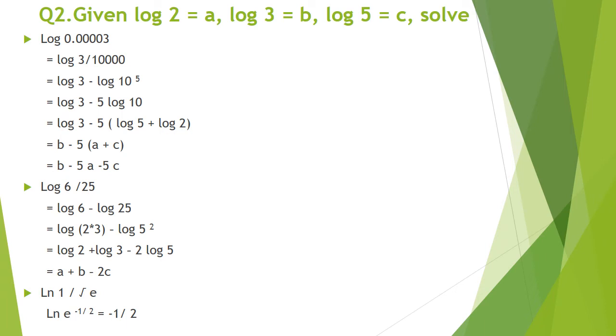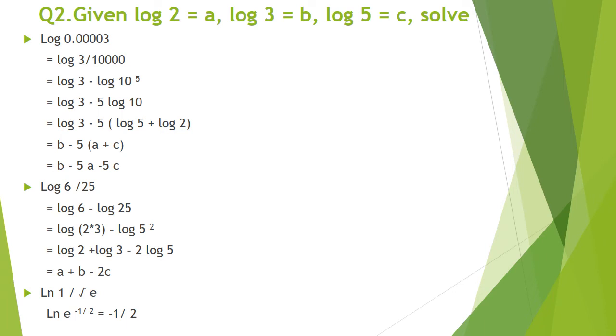Next, log 6 over 25, and we are going to write it as log 6 minus log 25. 6 is basically 2 multiplied by 3. So we write it as log 2 multiplied by 3 minus log 5 square. 5 square gives 25, so that is why we have written it as such. Now, the next line is going to be log 2 plus log 3 minus 2 log 5. Now, where does this 2 log 5 come from? The power of 2 becomes the constant, and hence you get 2 log 5. The answer is A plus B minus 2C.